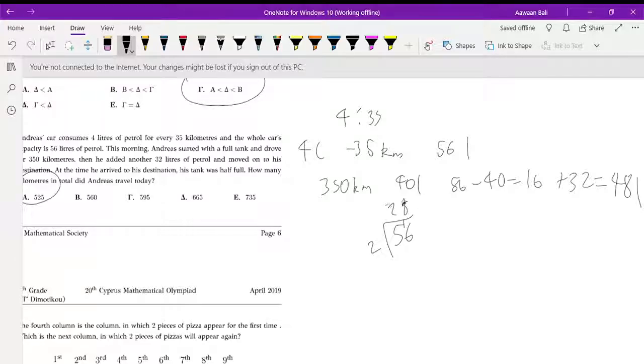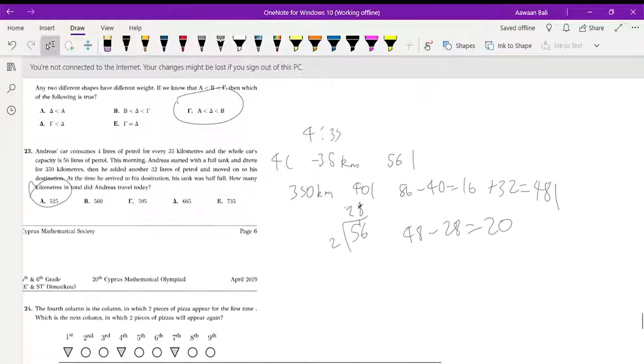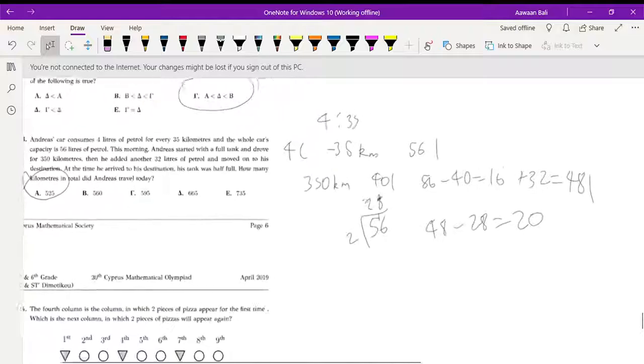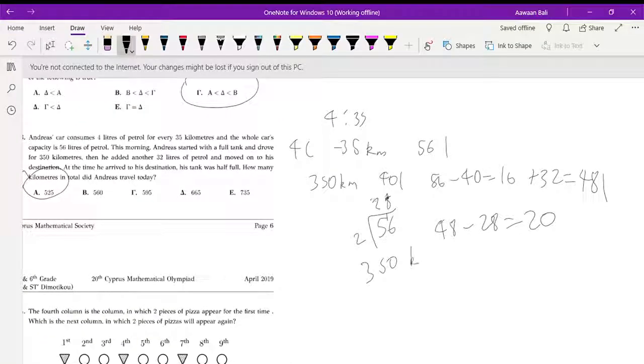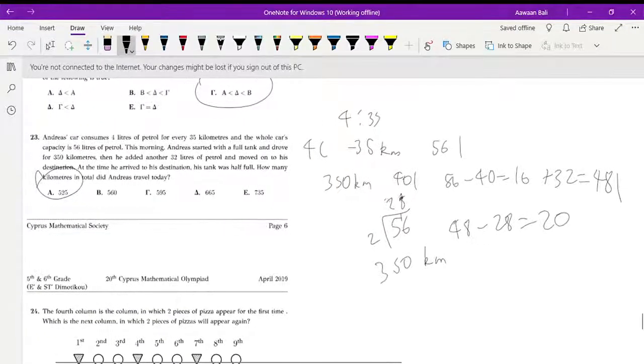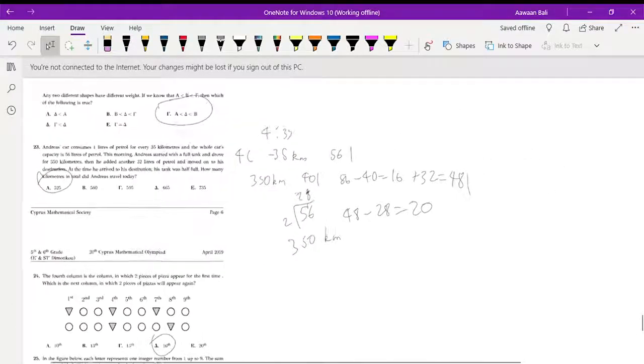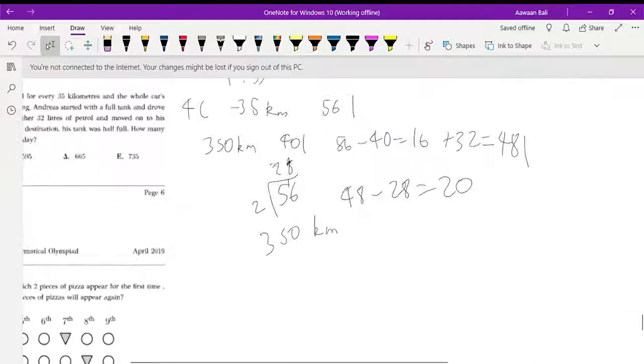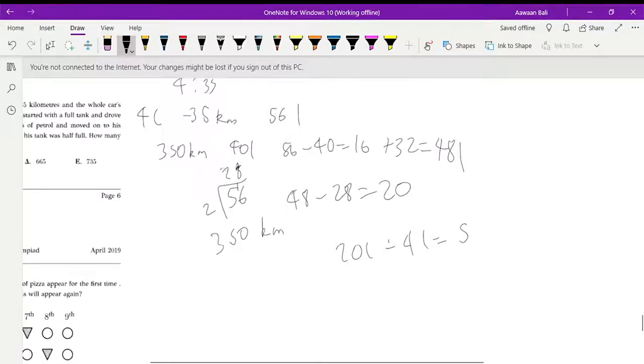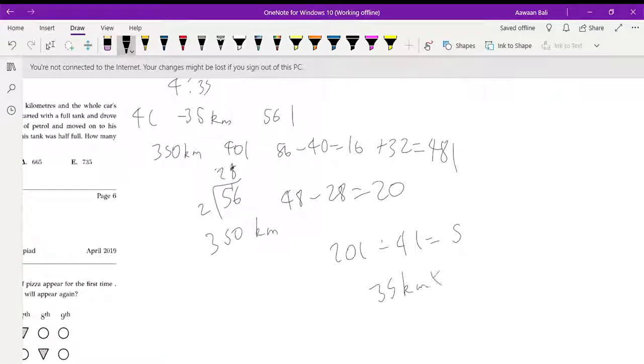Yeah, 28. So 48 minus 28 is 20, which means he used 20 liters. But now it says, how many kilometers in total did Andreas travel today? So we have the 350 kilometers, and then he used 20 liters of petrol. So basically 20 liters divided by 4 liters is 5, which means 35 kilometers multiplied by 5 will be the distance.